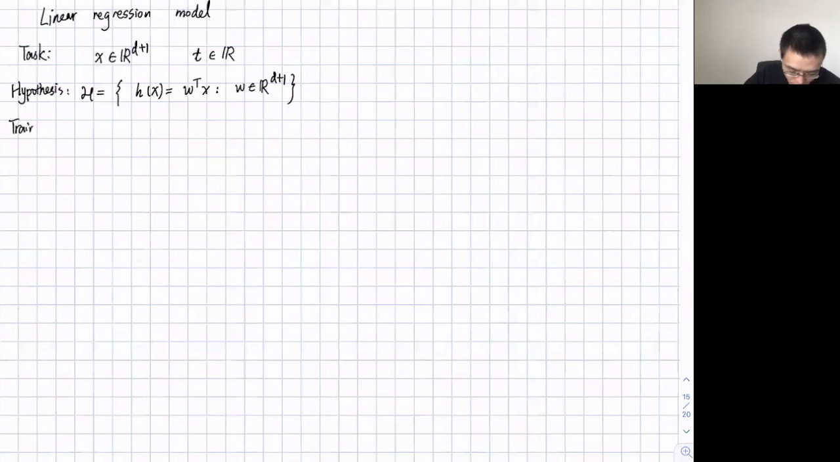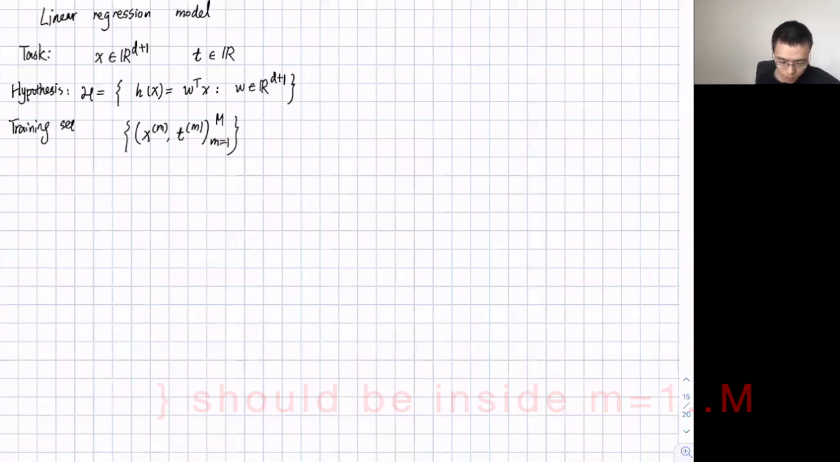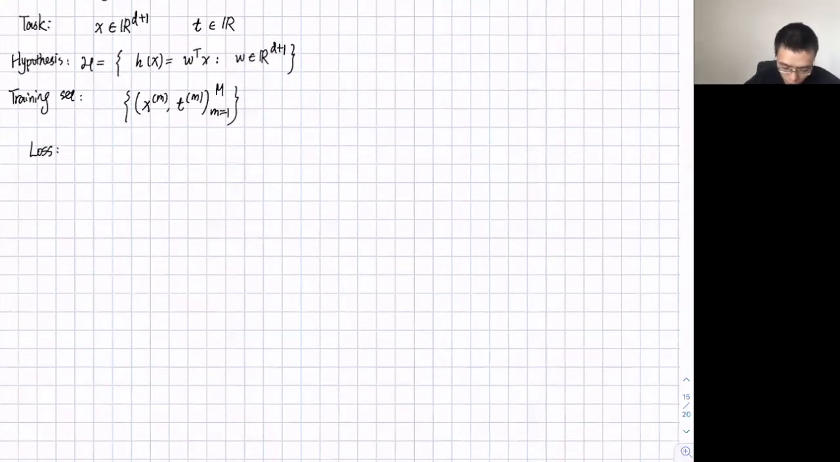The training set is a set of experience, which is x^(m) with its true target t^(m), where m goes from 1 up to M. My training objective, or my training loss, is in the usual case the mean square error. So this is my mean square error: 1 over 2M, so I average over all the samples.